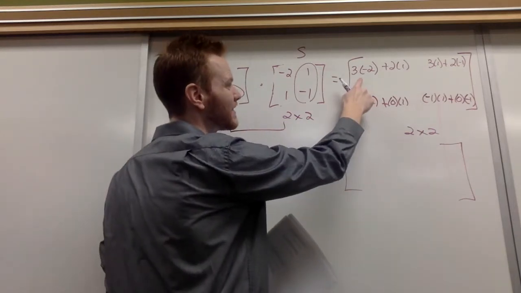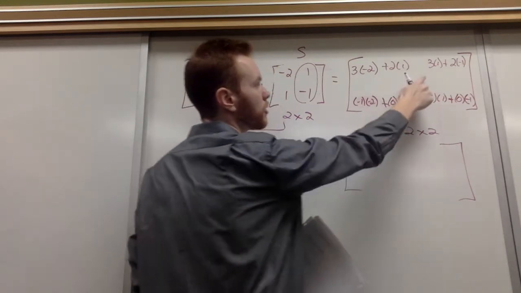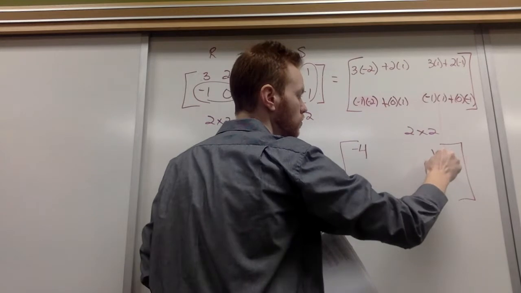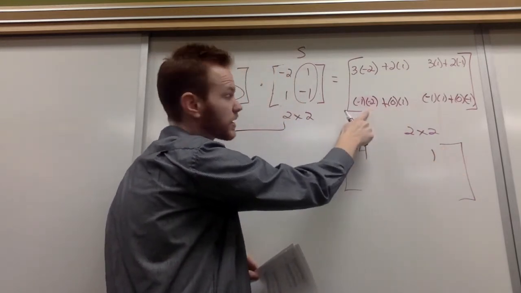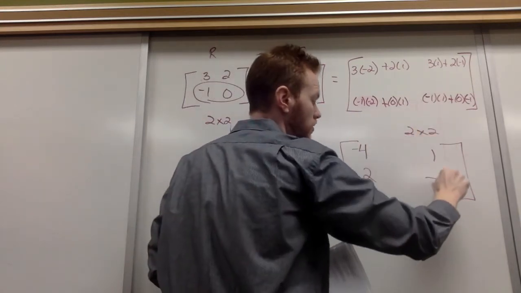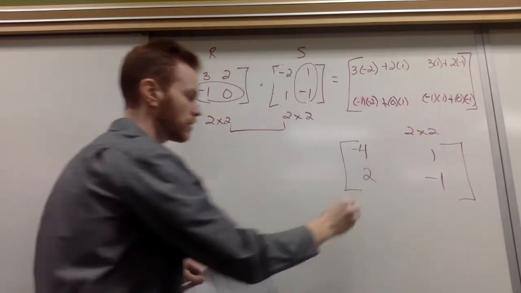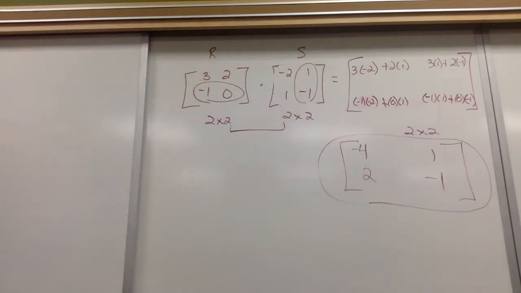So we have negative 6 plus 2 gives me negative 4. 3 plus a negative 2 is a 1. So that's 0, right? And then this guy here becomes a positive 2. And then negative 1 plus 0 just gives me negative 1. So here's my new matrix as my final answer there.